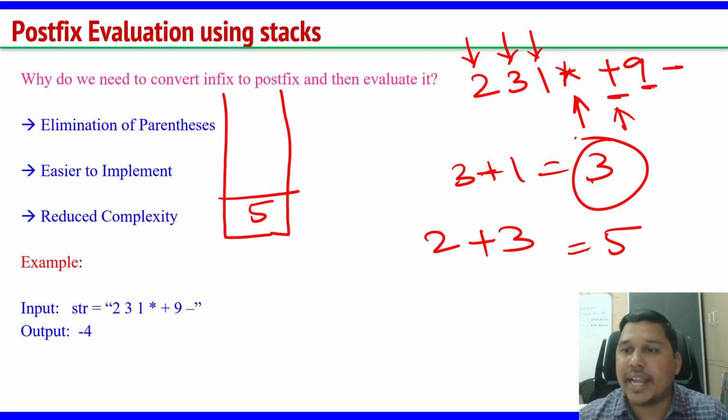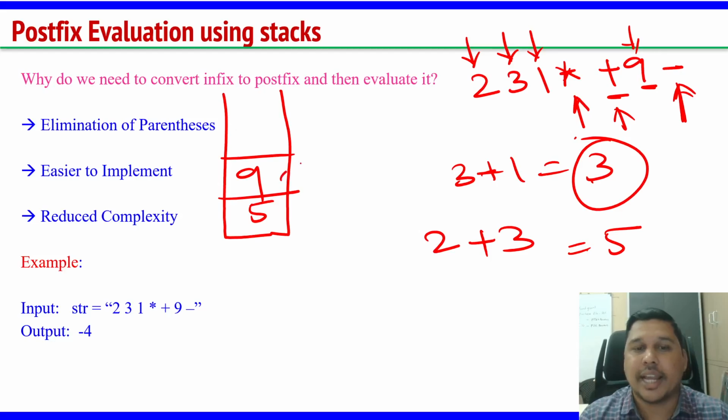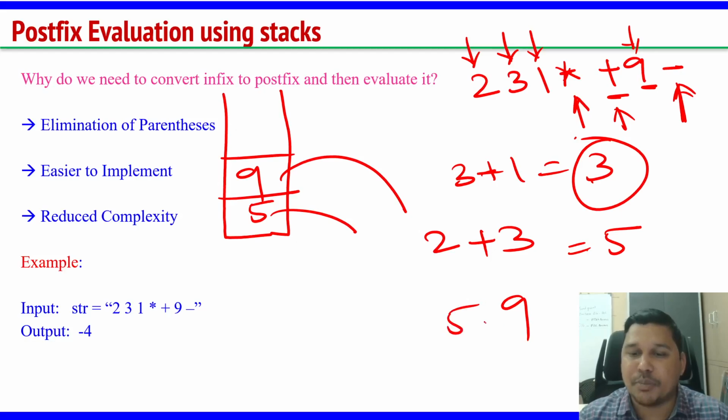Next came 9. Whenever there is an operand, insert it on top of the stack. Then came the operator minus. Whenever it's an operator, pop out the top 2 elements from the stack. How will you pop them? One time pop, you get 9. Second time pop, you get 5. Apply this minus on that. The result is minus 4. So you got minus 4.